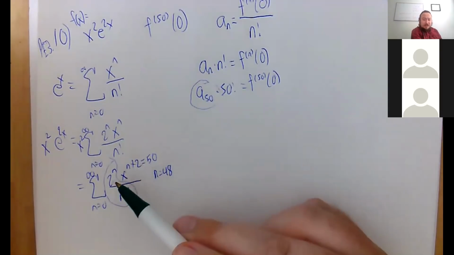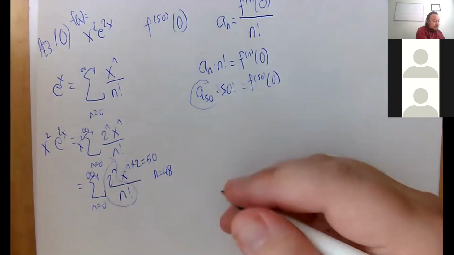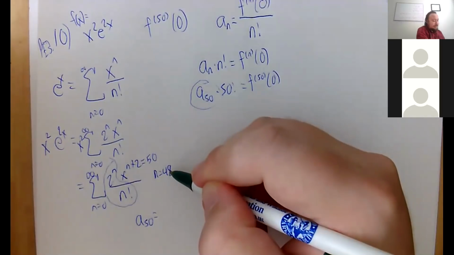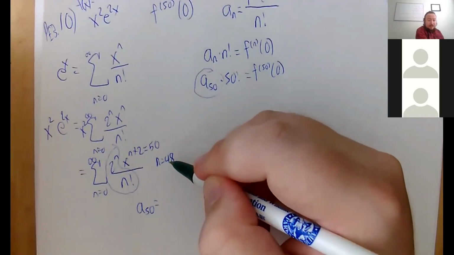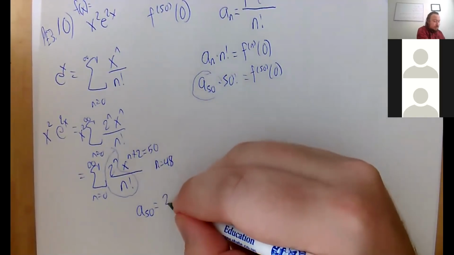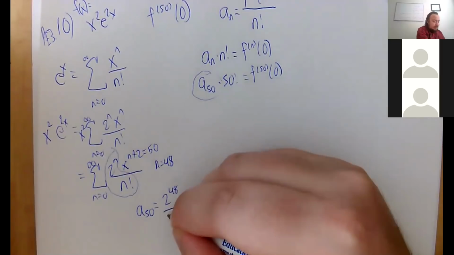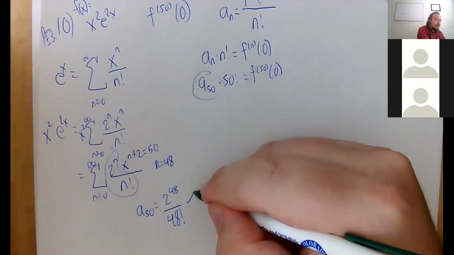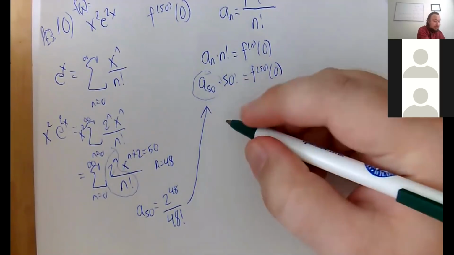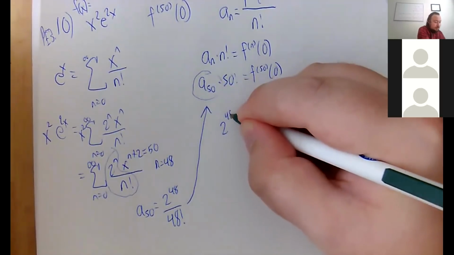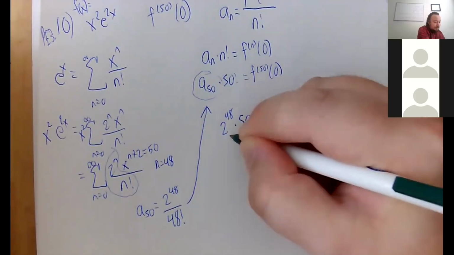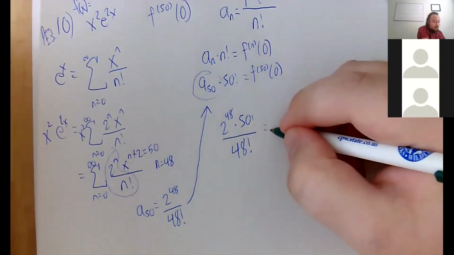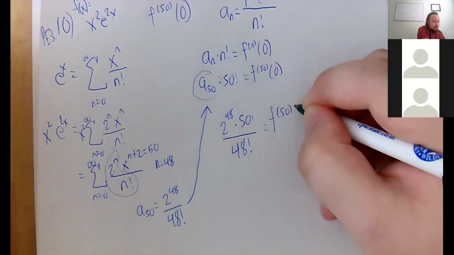I am going to plug this into here, and that means that my a50, or the thing next to x to the 50th, which happens at n equals 48, will be 2 to the 48th divided by 48 factorial. So we can finish things off by plugging that in here, and we see that our derivative is 2 to the 48th times 50 factorial divided by 48 factorial.